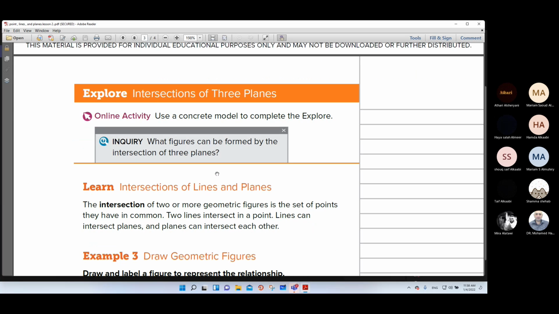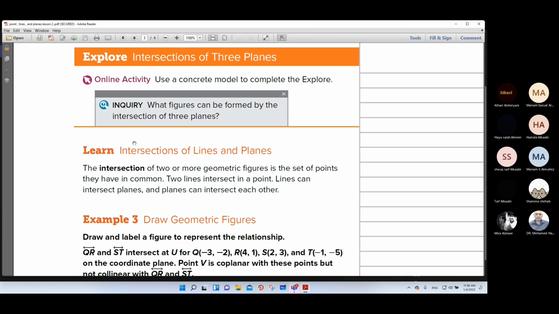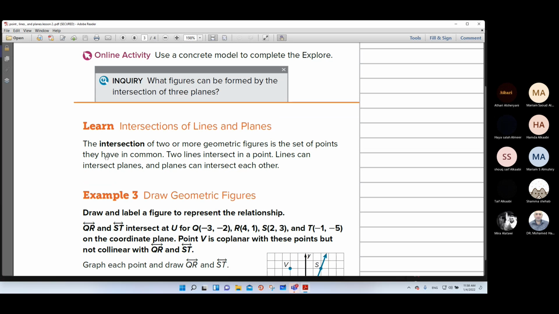The last idea in this lesson: intersection of 3 planes. What's the meaning of intersections of lines and planes? What's the meaning of the intersection? The intersection of 2 or more geometric figures is the set of points they have in common.